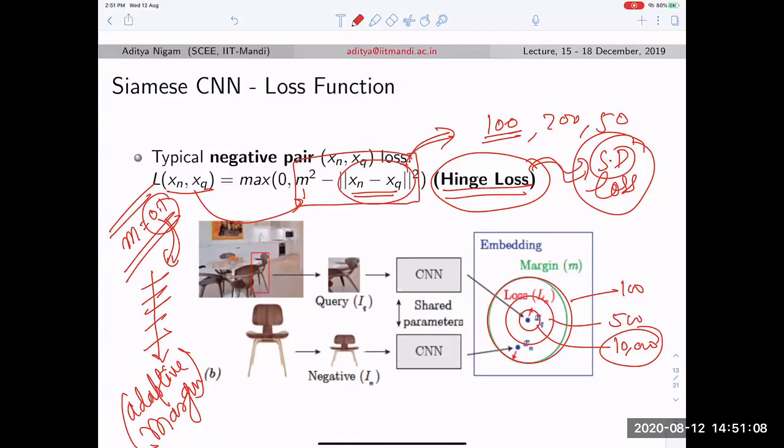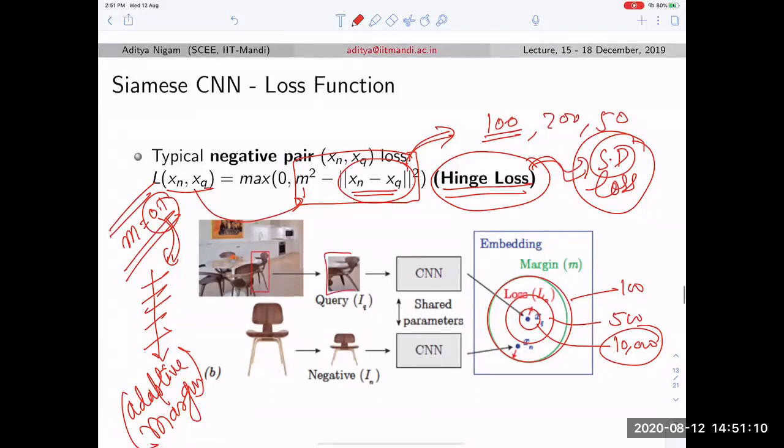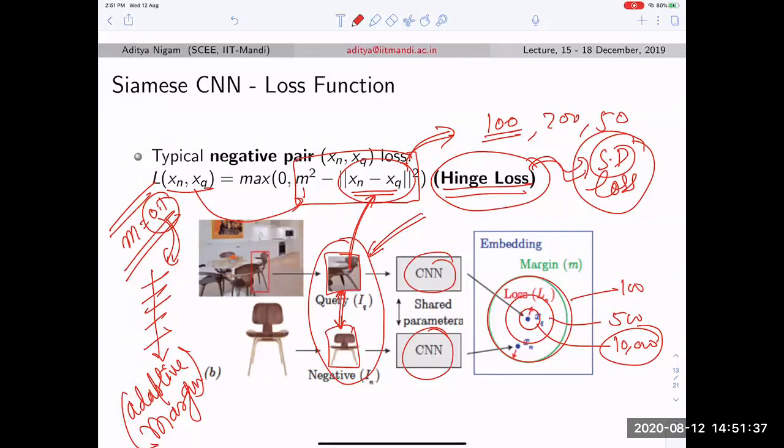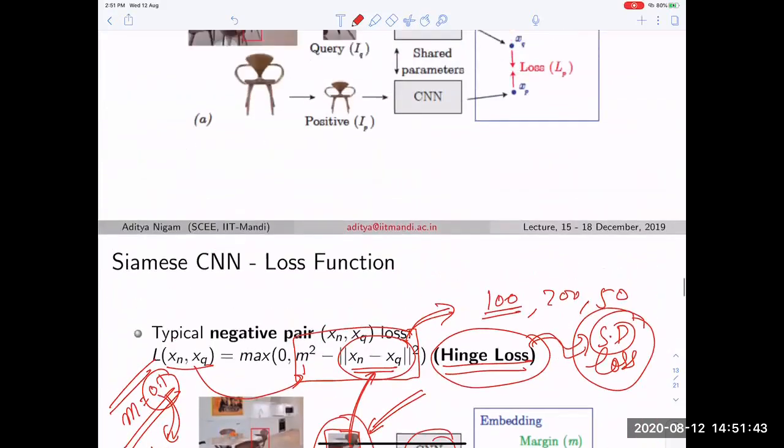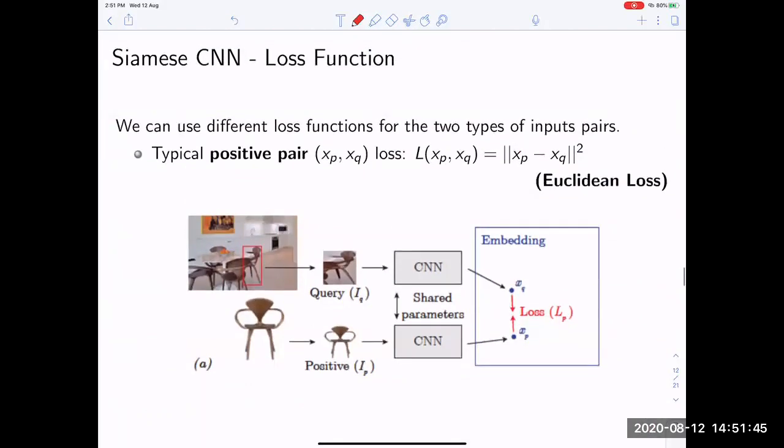Now you see, I have shown that this is an image and this is another image, and the network has to find an embedding which will come up with a distance which is more than the margin. If it is more than the margin, then no loss is going to be contributed for this negative pair. So for the negative pair, it has to make them as far as possible. And for the positive pairs, it has to make them as close as possible.